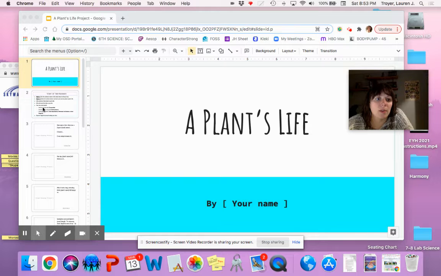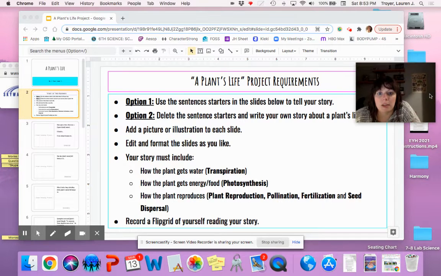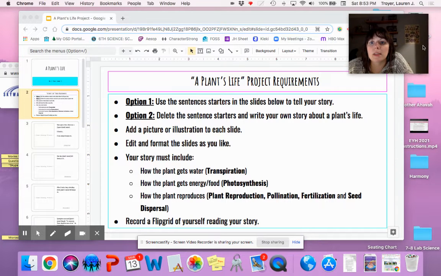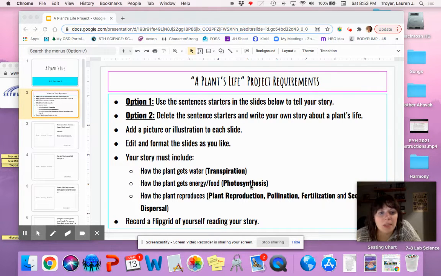You already, I'm sure, have gotten to this one, Schoology. You can either use the sentence starters in the slides to tell your story, or you could delete the sentence starters and write your own story about a plant's life. You're going to need to add a picture or illustration to each slide. Edit and format the slides as you like.